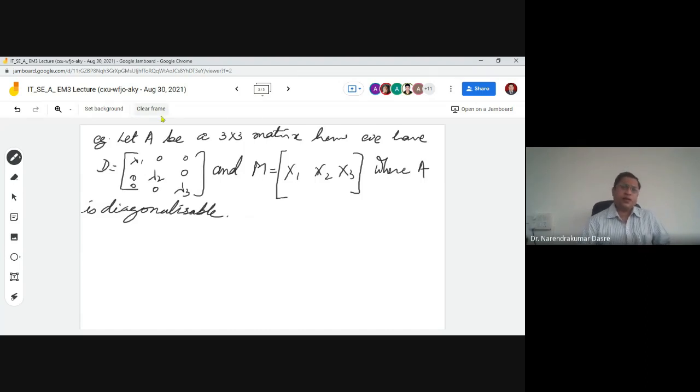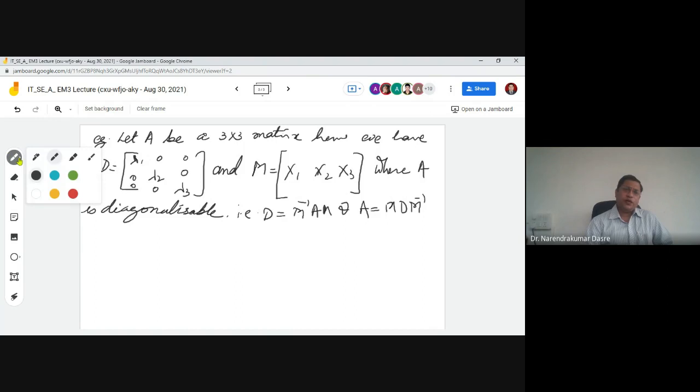If this matrix A is going to be diagonalizable, then we can write D is equal to M inverse AM, and A is equal to MD M inverse. Where D is the diagonal matrix of eigenvalues and M is the matrix of corresponding eigenvectors.